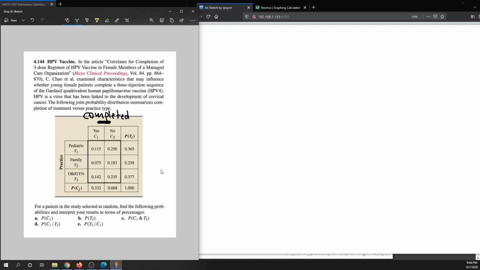So it says, for a patient in the study selected at random, find the following probabilities and interpret your results in terms of percentages. Okay. So in part A, they want to know what the probability of C1 is.